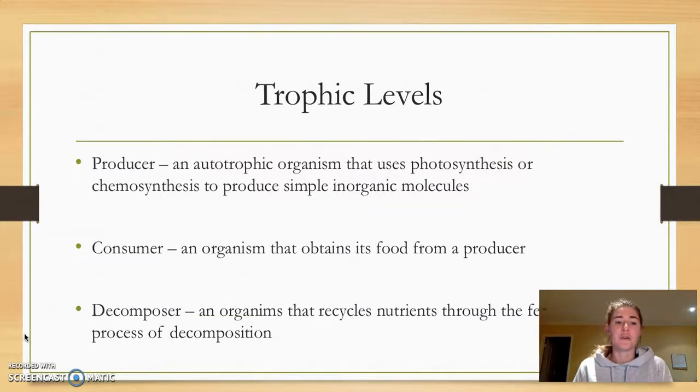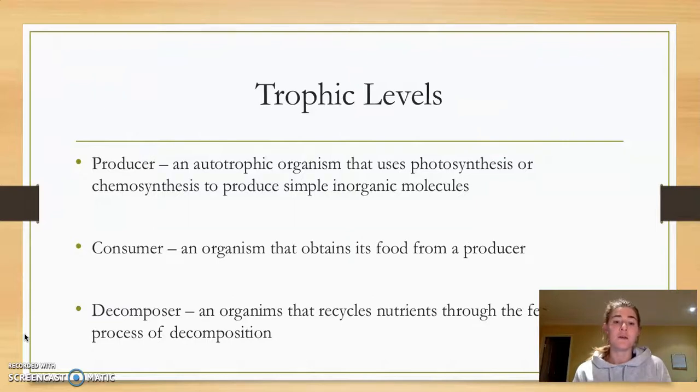Part of that are trophic levels. So there are 3 trophic levels. Within each, there are more complicated levels, but we're just going to focus on the main 3: producers, consumers, and decomposers. Producers are organisms that use light or chemical energy to produce simple inorganic molecules, for example, plants. Consumers are organisms that obtain food from a producer. So, for example, a cow would consume grass. Therefore, they're consuming the producers.